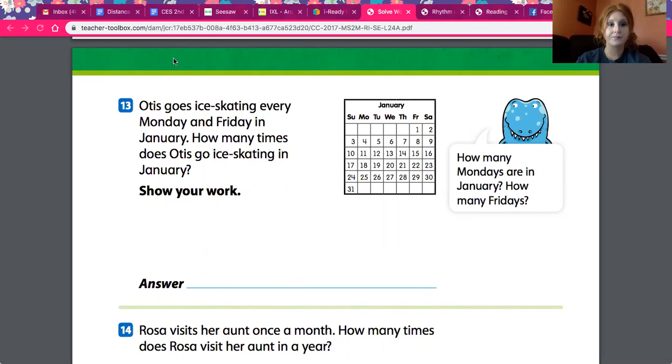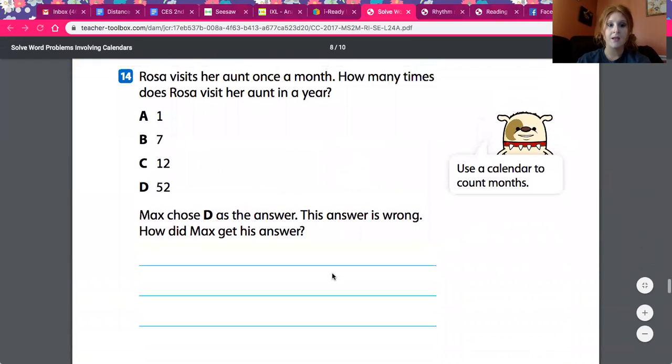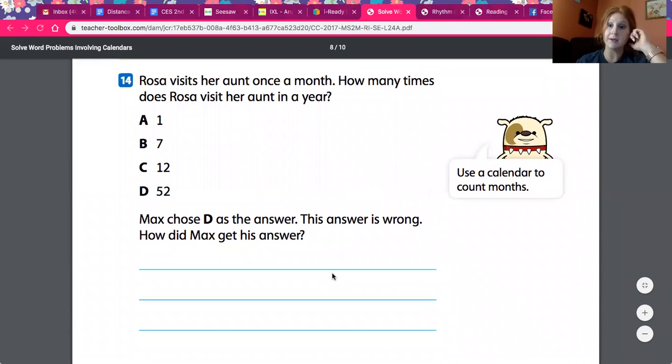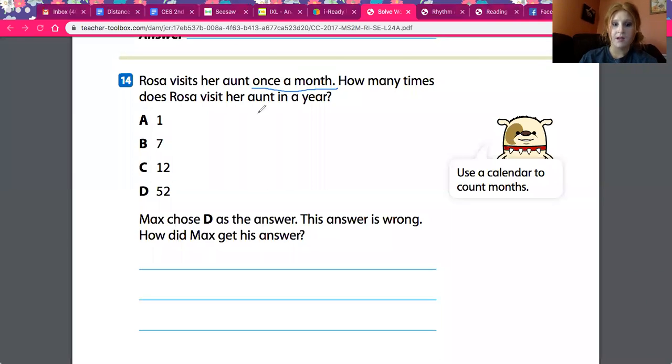Okay. And we're going to stop with number 14. So let's do it and then we will be done. Rosa visits her aunt once a month. How many times does Rosa visit her aunt in a year? All right, so once a month, and we want to know in a whole year.